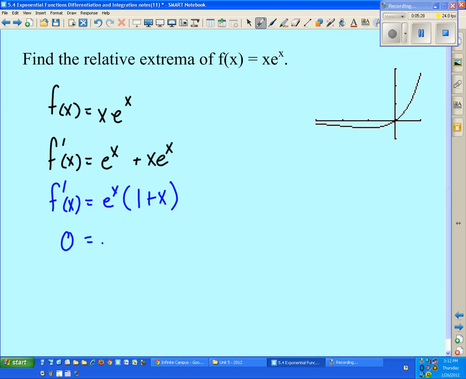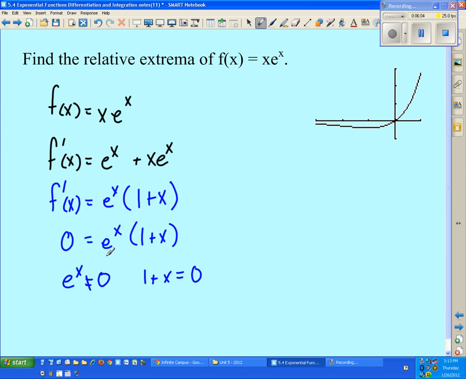And remember my zero product property. And basically, e to the x is never actually 0. Since e to the x is always a positive number, there's no way I can make that 0, so e to the x is not going to equal 0. But I could make the 1 plus x equal 0, and that's where I get my x. So I could say 1 plus x equals 0, which is using my zero product property.